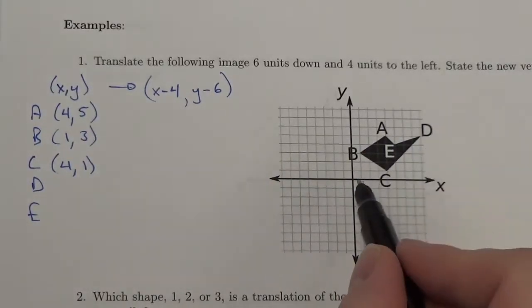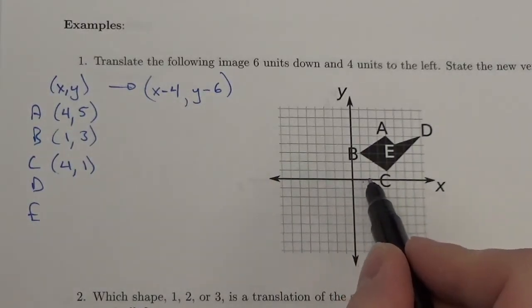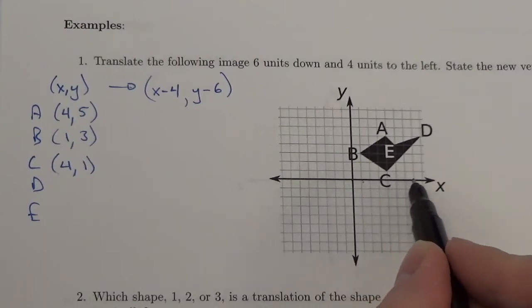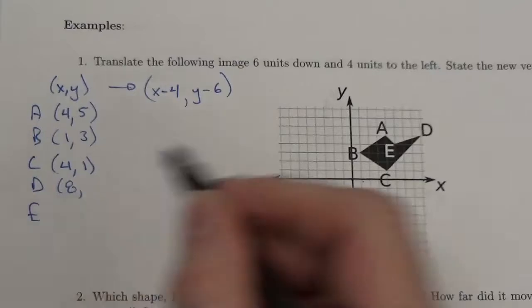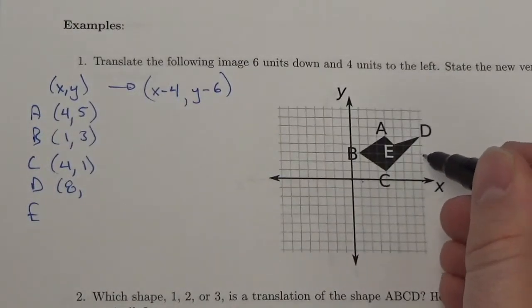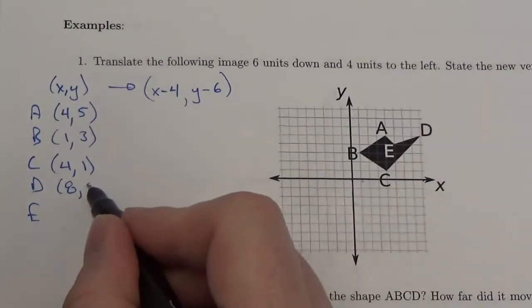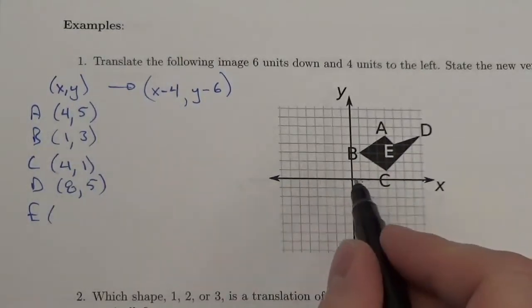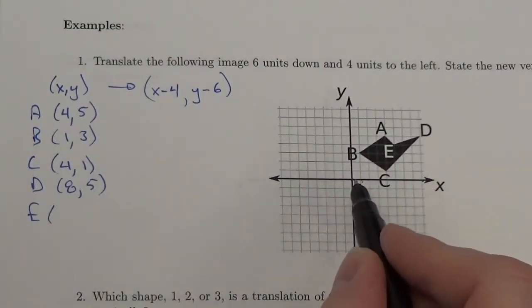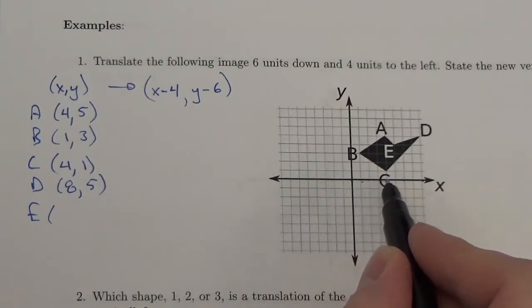Now to get to D, I have to do a little bit more here. Starting at the origin, it's going to be 1, 2, 3, 4, 5, 6, 7, 8. So that'll be 8 to the right, and then 1, 2, 3, 4, 5 up. And then to get to E, I have to make sure I line that up, 1, 2, 3, 4, 5.